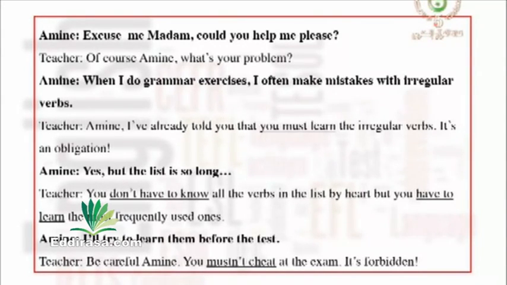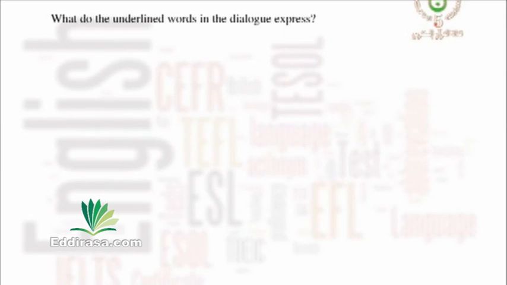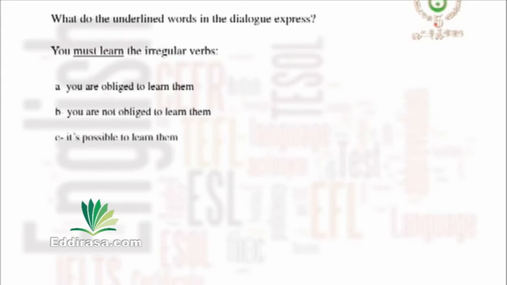Right? Now, what do the underlined words in the dialogue express? We are going to read the sentences again, and I will give you 3 possibilities. Choose the right answer. You must learn the irregular verb. Does this mean you are obliged to learn them? You are not obliged to learn them, or it's possible to learn them?